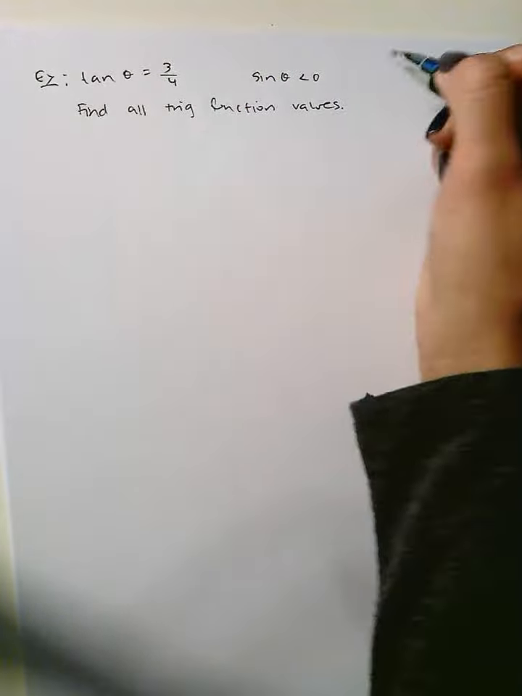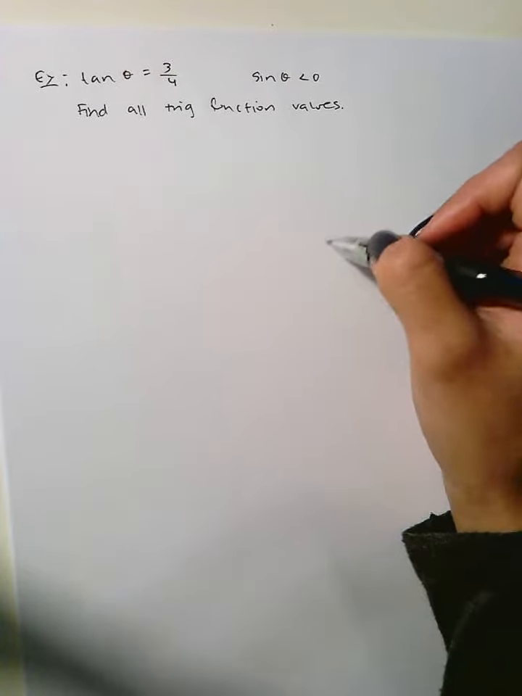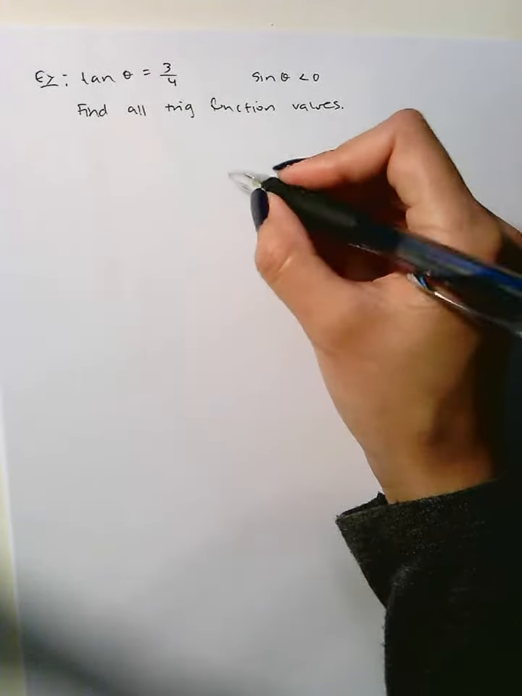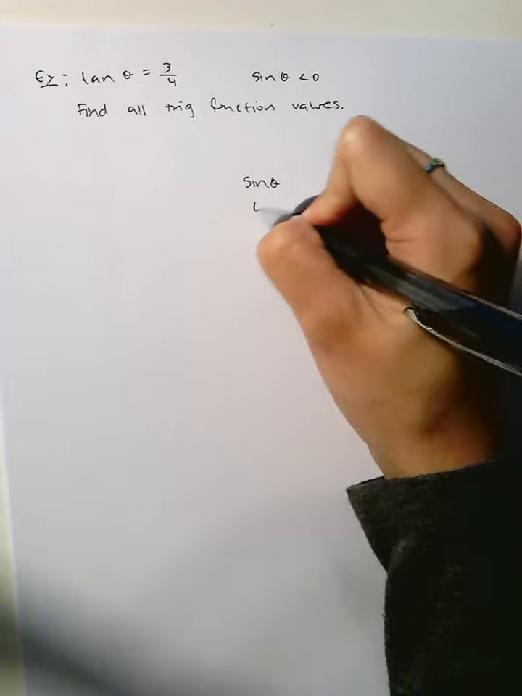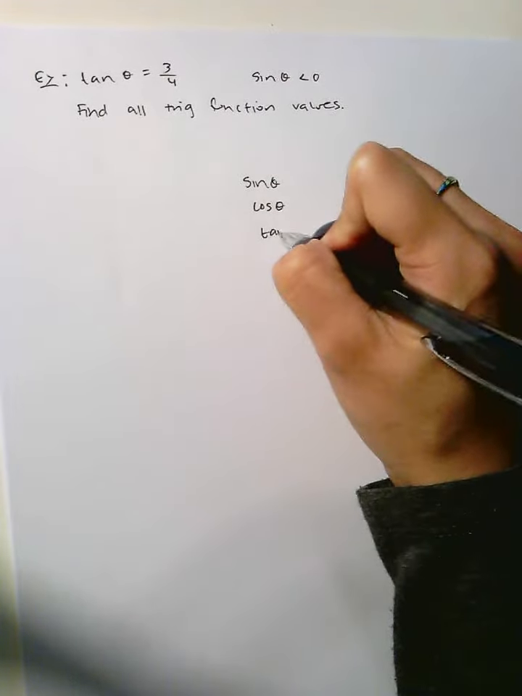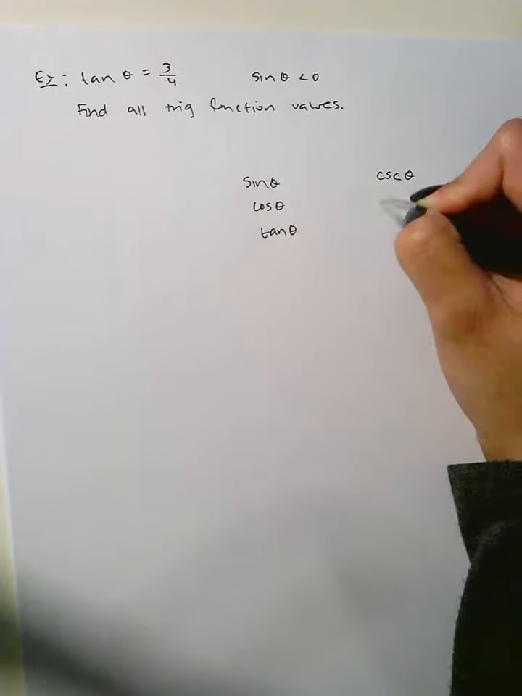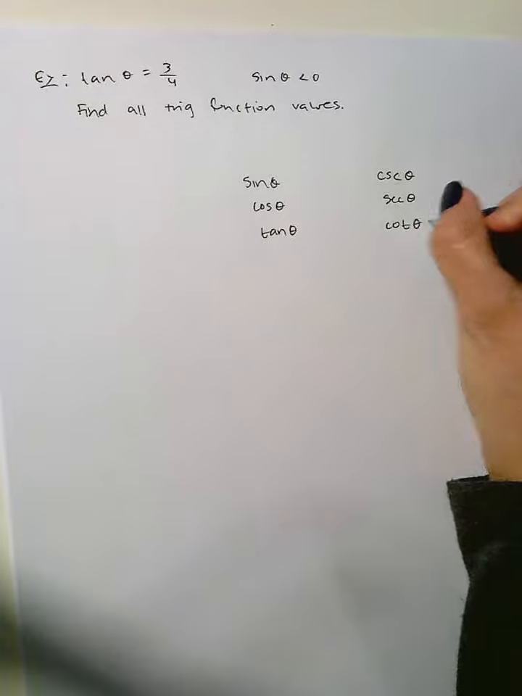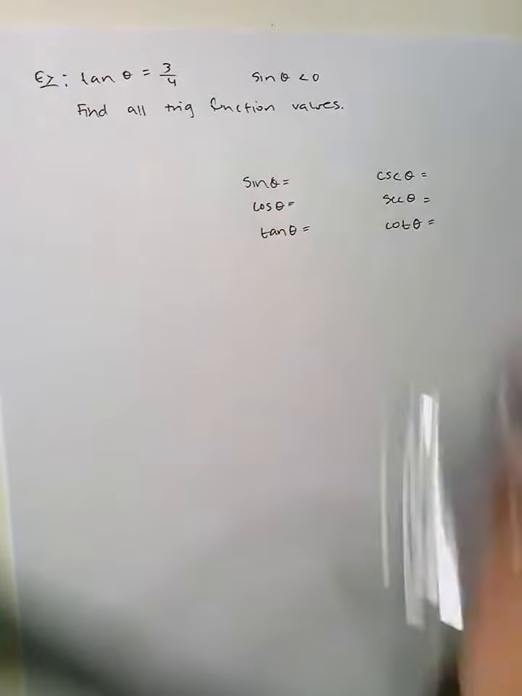Meaning I'm looking for sine of theta, cosine of theta, tangent of theta, secant of theta, cosecant of theta, and cotangent of theta. Let's go ahead and write out those. So sine of theta, we're looking for cosine of theta, and we're looking for tangent of theta, we're looking for cosecant of theta, we're looking for secant of theta, and we're looking for cotangent of theta. So ultimately, these are what I'm trying to look for.